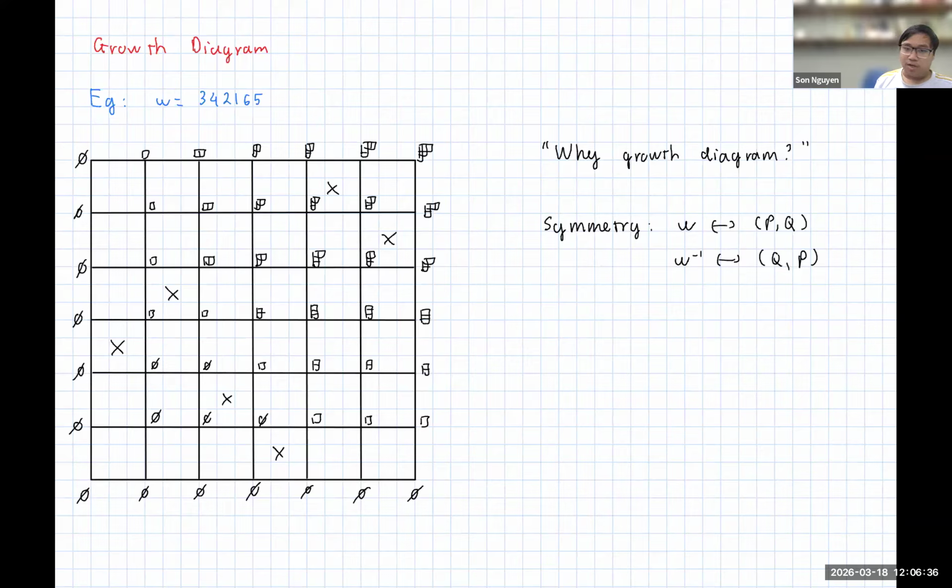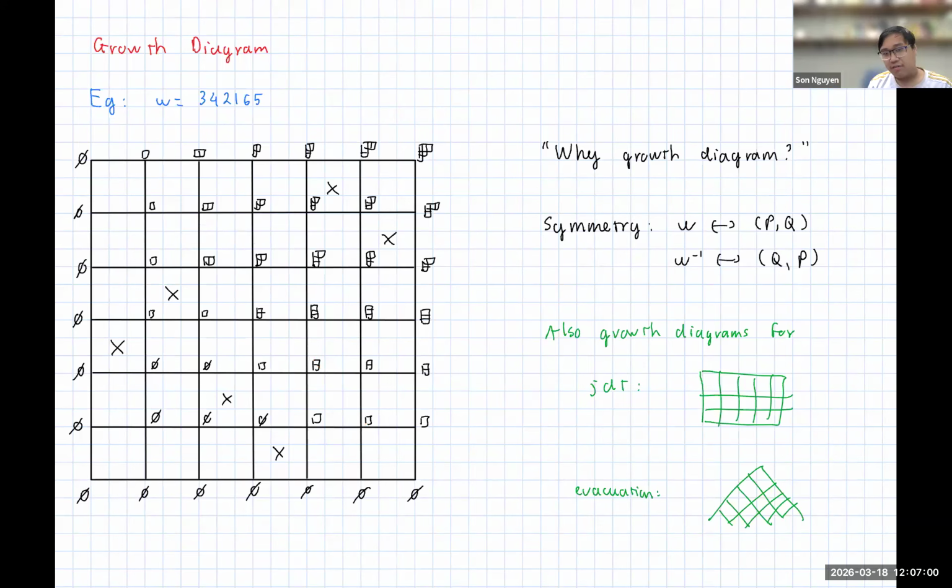So the classic one is, if your permutation W corresponds to PQ, then you invert it, it will correspond to QP. And the reason is just, when you invert it, you flip the growth diagram. So obviously, by symmetry, we get P and Q and Q and P. And this idea of doing growth diagrams, you can apply it to almost any algorithms on these tableau that you can do.